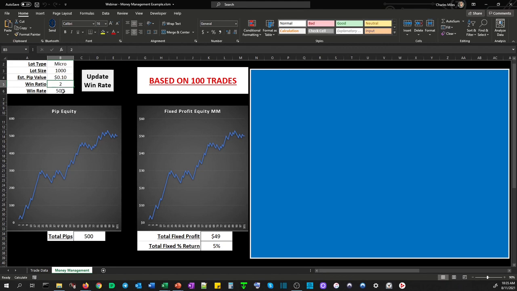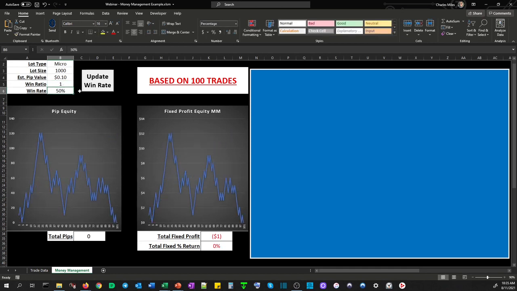So win ratio, we have that. Why is there no loss ratio? Well, what are we doing with the win ratio? We're multiplying it, correct? So if I put this at 1, like in our beginning example, we find that we're right around break even, basically. Nothing happens.